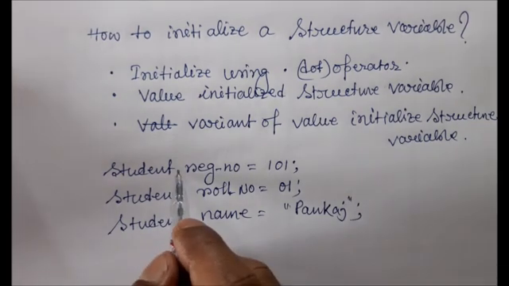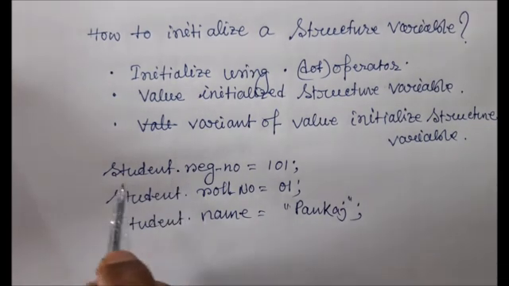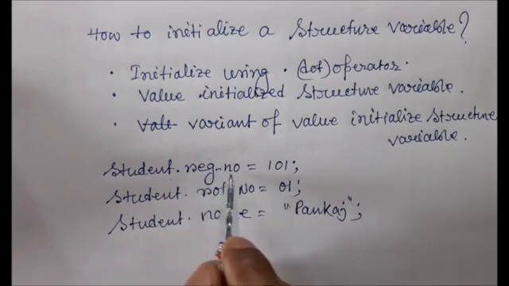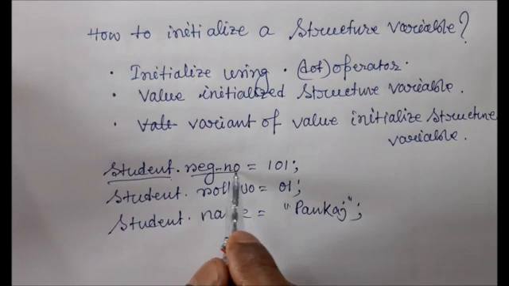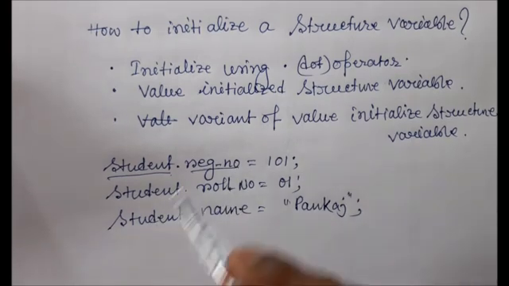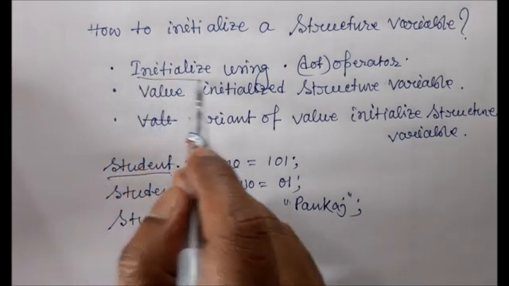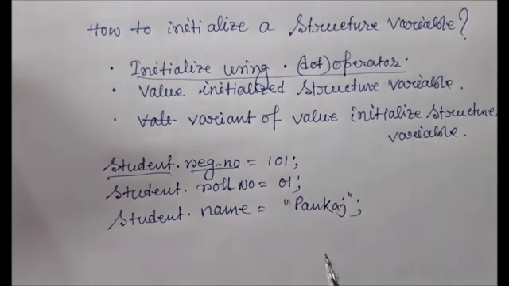So, by using the dot operator, the dot operator is placed in between the name of the structure and the name of the structure member. So, in this way you can initialize using the dot operator. The second one is that we can initialize the value of a structure variable.